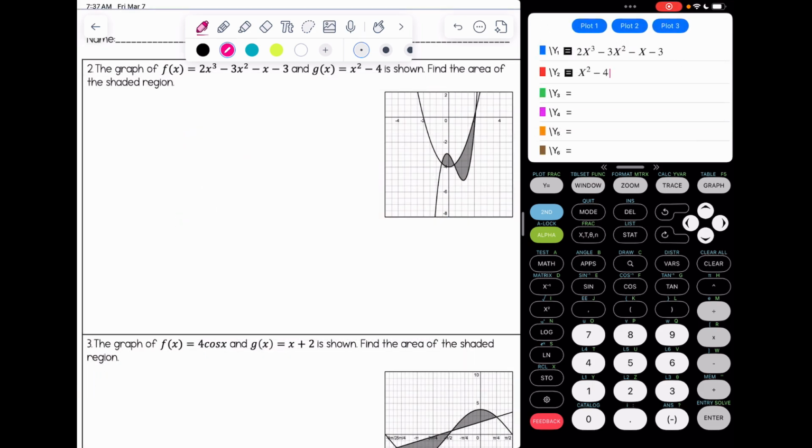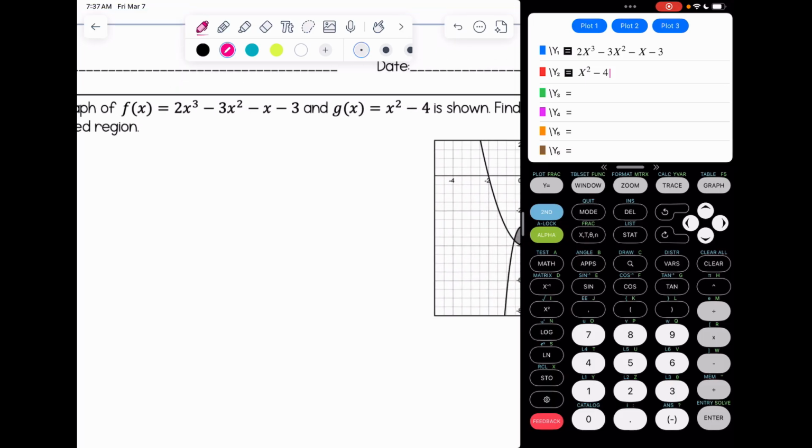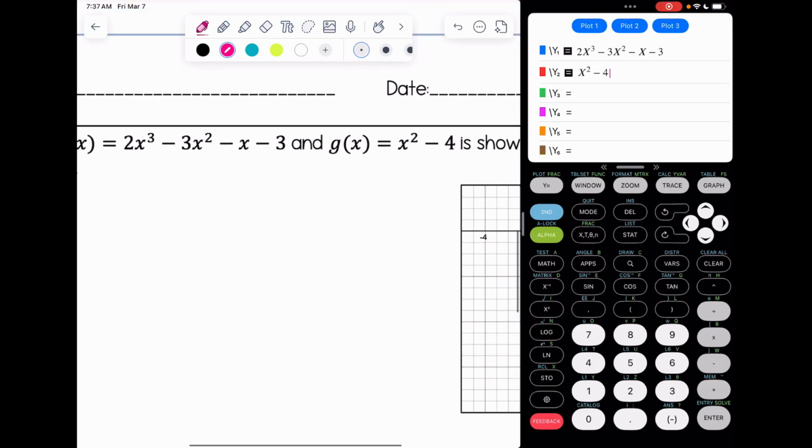Okay, for number 2, we are going to find the area of the shaded region that is bounded by the graphs f of x equals 2x cubed minus 3x squared minus x minus 3, and also g of x equals x squared minus 4. The first thing that I did, you can see on the right of my screen, is I took the first function and put it in y1, and I took the second function and put it in y2. The reason I'm doing that is because I need to find the points of intersection of this graph.